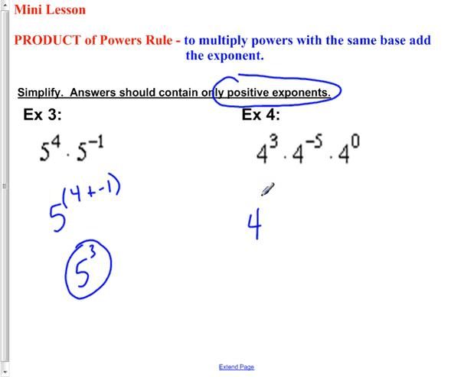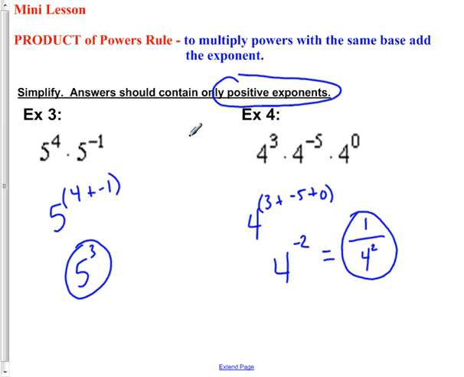So 4 to the 3 plus negative 5 plus 0. So if I have 3 and I owe 5 and I have 0, it means I have 4 as my base and I owe 2. Okay, now this is not a positive exponent. So I want to rewrite that as 1 over 4 squared. And that's actually going to be my answer. I don't have to go any further than that because my directions say answers should contain only positive exponents.